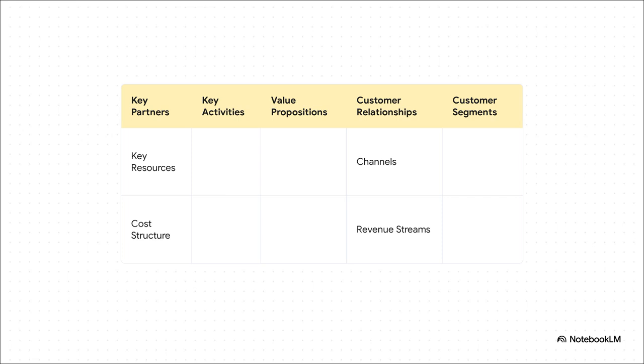See how it's split? Everything on the right side is about your customer, who they are, how you talk to them, how you earn money from them. And everything on the left is the backstage stuff, how you actually run the business, your activities, your resources, and your costs. It's your entire business strategy right there on one page.